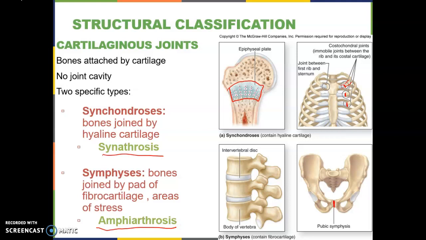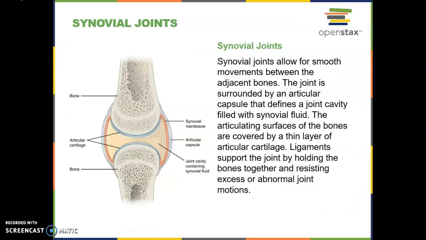Another example of symphysis is intervertebral discs, which are these that we find in between our vertebrae. Good? All right. Looking at the anatomy of a synovial joint, we do see a picture of the synovial joint on the left hand side. So if you look at a synovial joint, these are the bones, right? We have a bone here and a bone here.